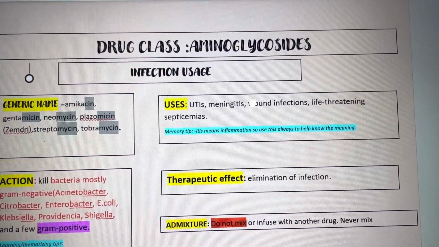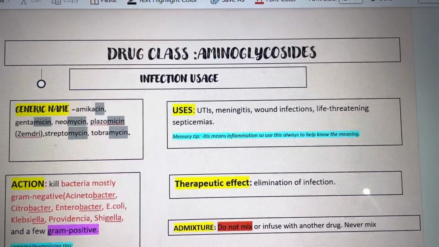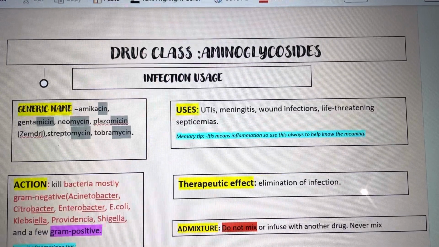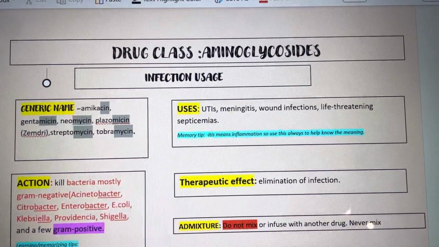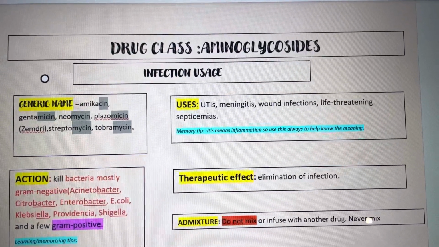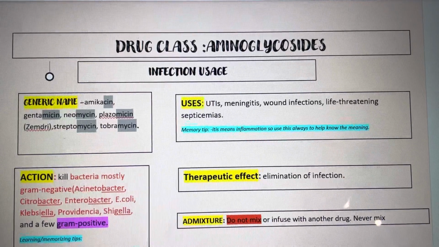And the therapeutic effect, why we are using this: we want to get rid of the infection. And admixture, what admixture means is whether we're going to mix it or not. Do not mix. We are not going to mix this with another drug, and further we will see why we don't want to do that.